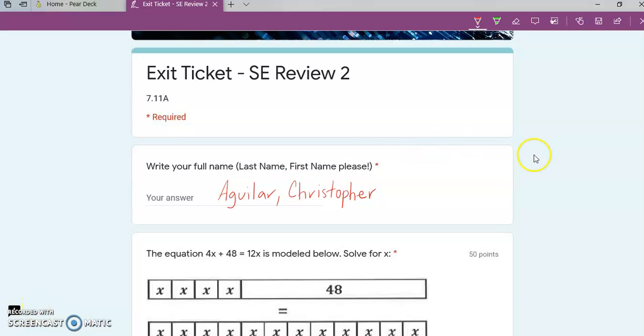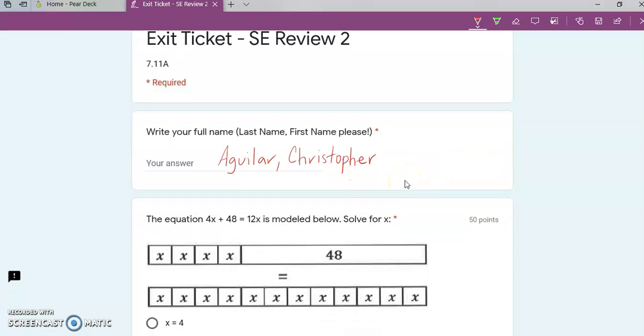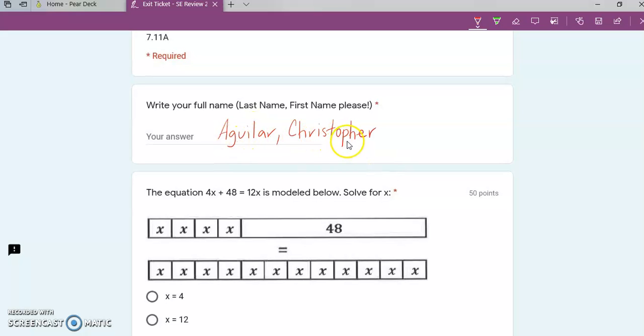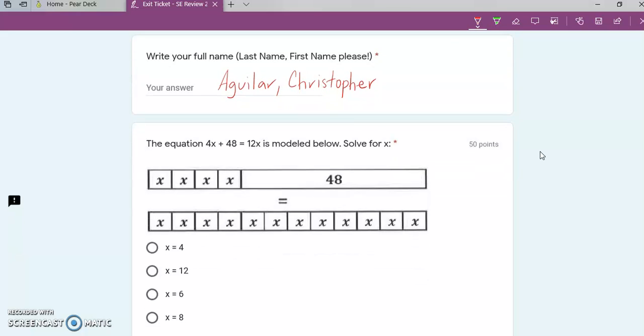Okay guys, so this is our exit ticket, which is our semester exam review for day 2. As always, we start off with writing our full name, so you put your last name first and then your first name. That way you can get credit for it, because a lot of people, you'd be surprised, don't put their name, and so it's like Casper the Ghost is doing it.